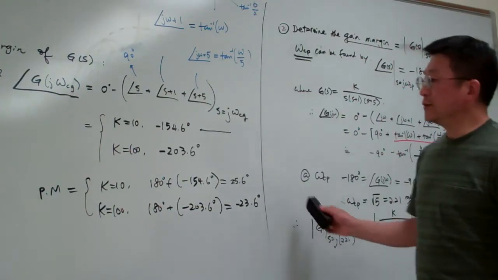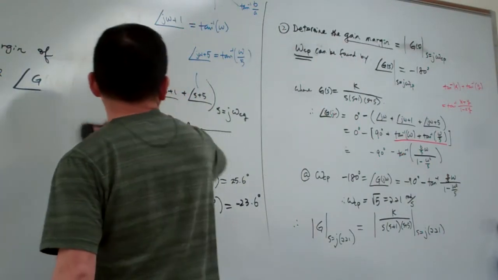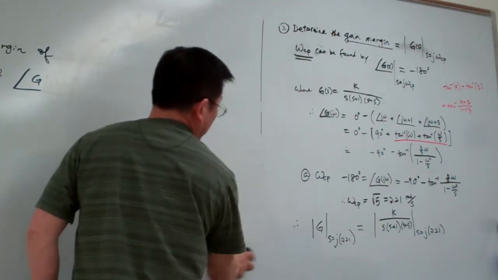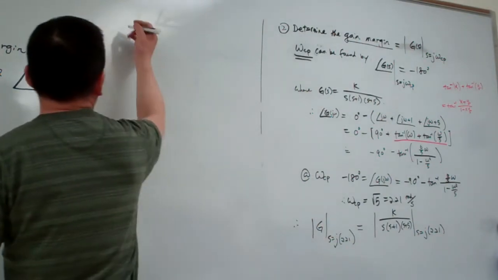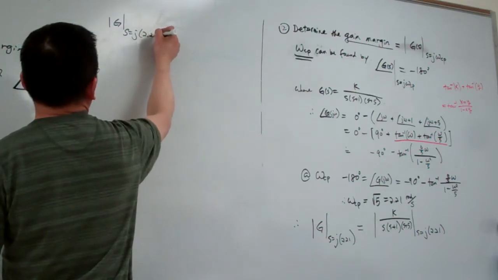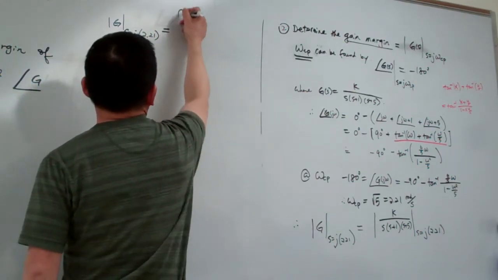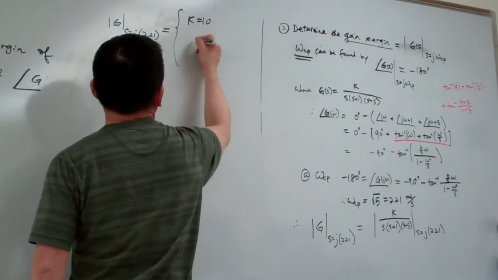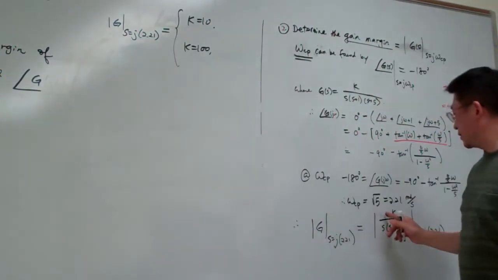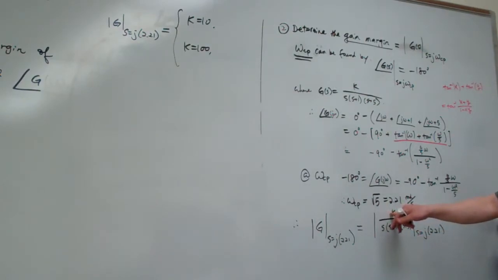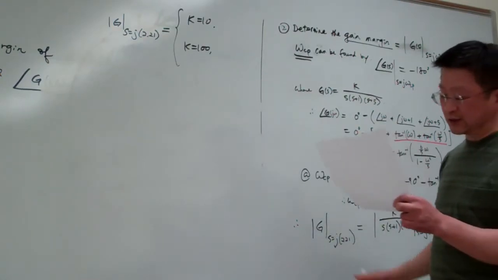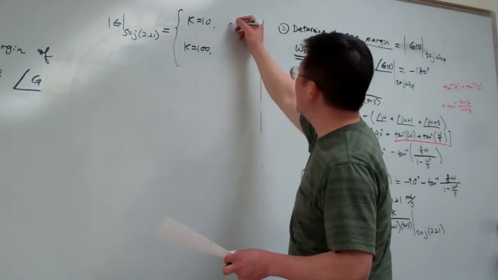Okay, so let me borrow a little bit of space here. We're running out of space. So again, let me copy that one to here. So G at s equal to j 2.21, and that one we have when K equals 10 and when K equals 100. Okay, we simply plug in and do the scenario study when K equals two possible values, then its magnitude can be easily determined.